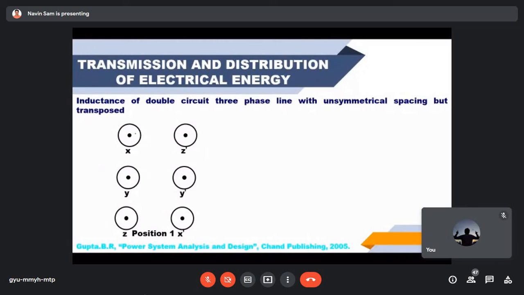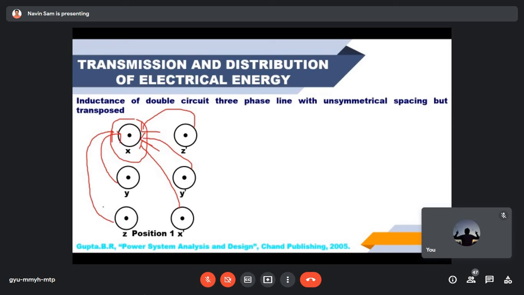So, the conductor X itself will produce its own flux. Then Y will produce a flux which will link with X. Current through Z will produce a flux that will link with X dash, I mean again X. The current flowing through Z dash will produce a flux that will link with conductor X. Y dash will produce a flux that will link with conductor X. X dash will produce a flux that will link with conductor X. So these are the things we are going to look into.